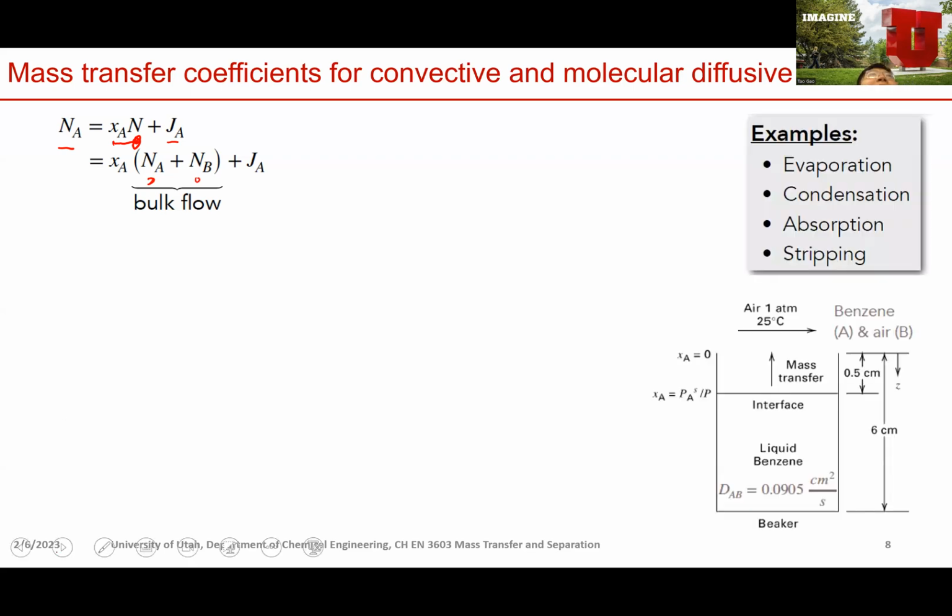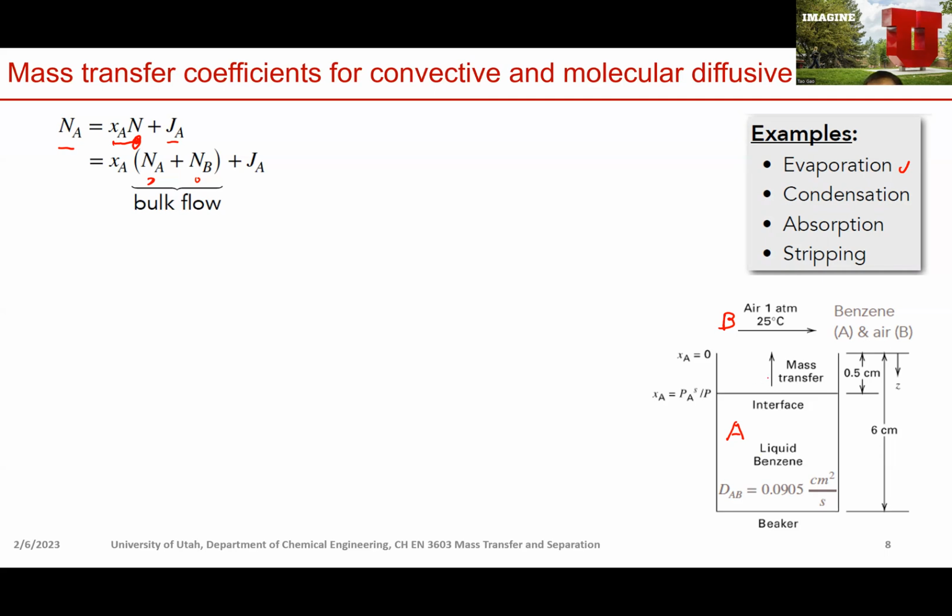So we know in certain examples, right, this equation can be further simplified, right? That includes evaporation, condensation, adsorption, stripping, and the uniqueness of these examples is that, for example, let's take evaporation as an example. Here we have the liquid benzene, which is our species A, that is evaporating from the beaker into the air, which is our species B. So we have a binary system.